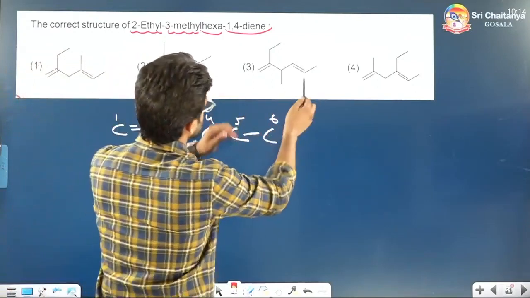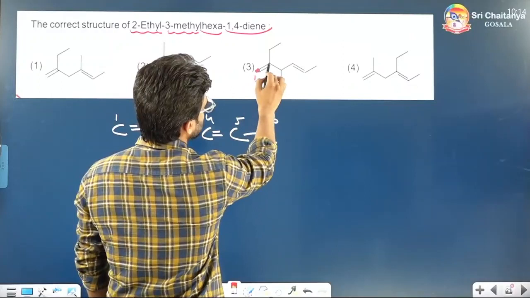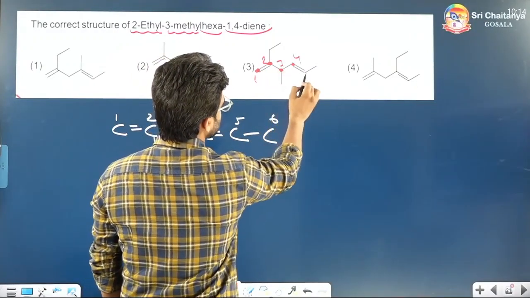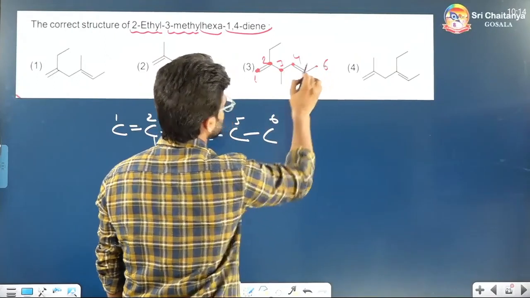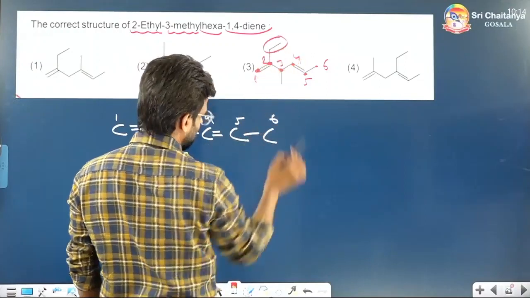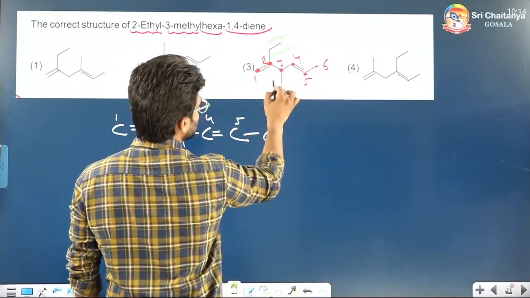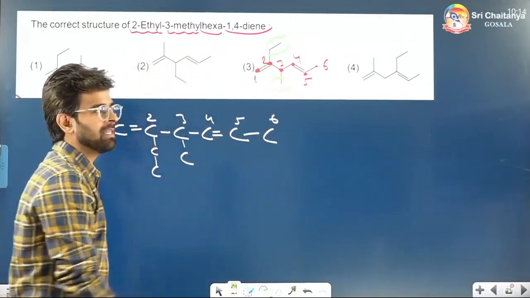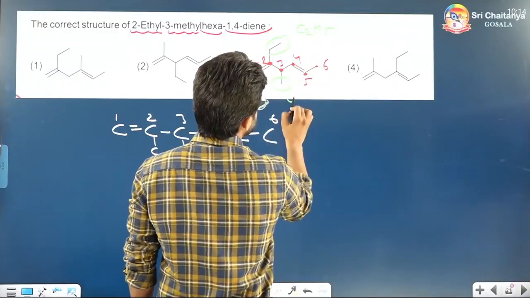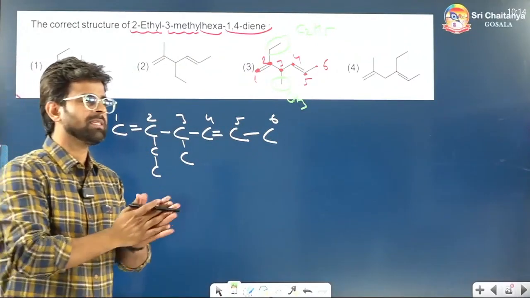Okay, let us check the third, as most of you are saying. It is the first carbon, right? First carbon, second carbon, third carbon, fourth carbon, fifth carbon, and sixth. Very good. At 2, what do we have? At 2, we have ethyl. And at 3, what do we have? Methyl. Very good. The third answer is right. Ethyl means C2H5. Methyl means CH3. Ethyl and methyl. Very right.